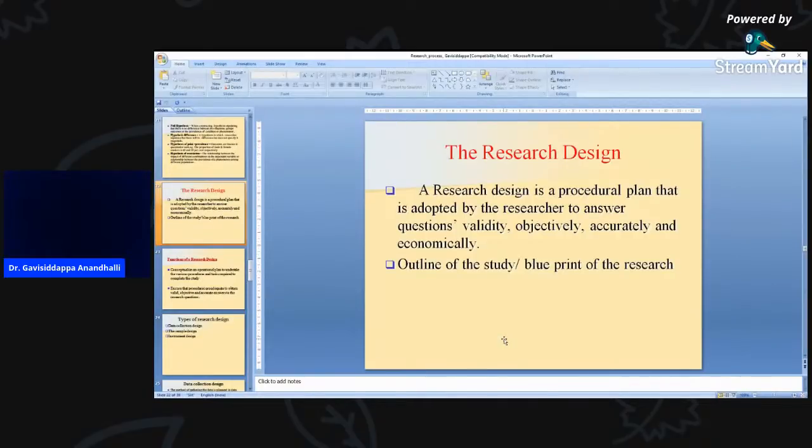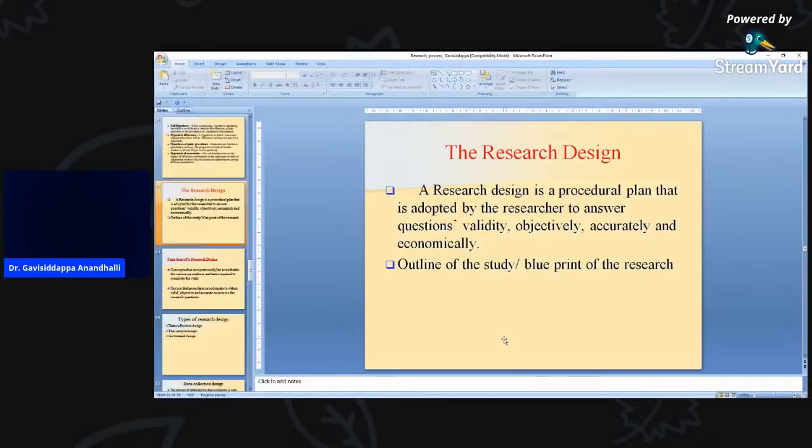And if you have to do research for 3 years, you have to plan in advance what to do within those 3 years. Okay, planning is a process of deciding in advance what is to be done in future. First 6 months what to do in research, next 6 months what to do, next 6 months, next 6 months.